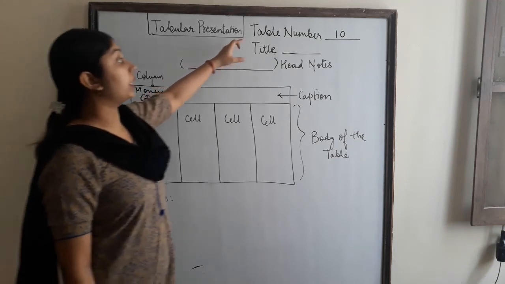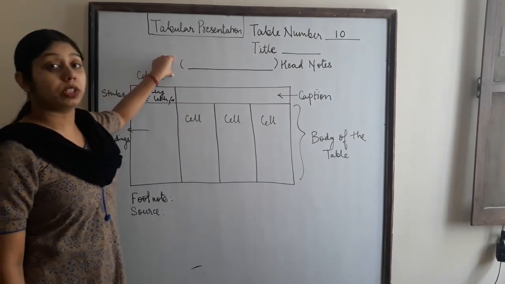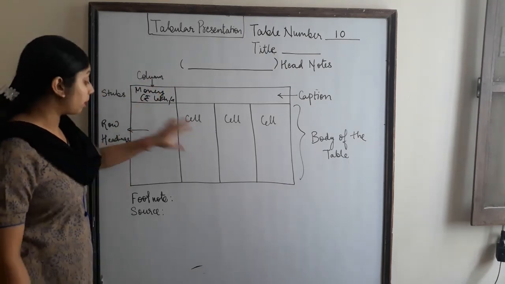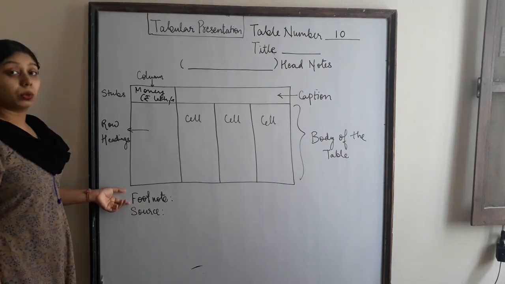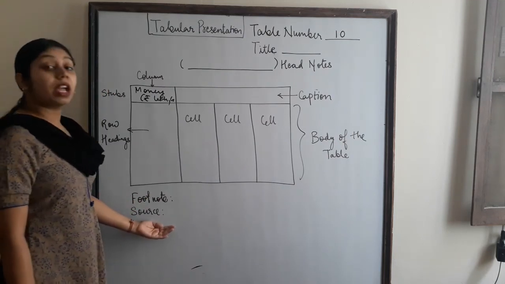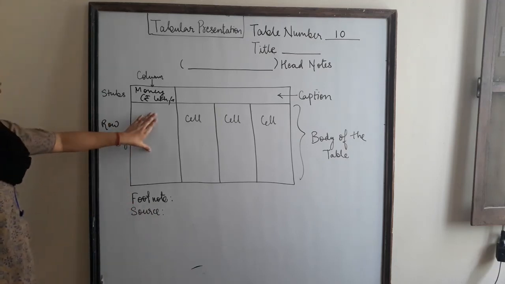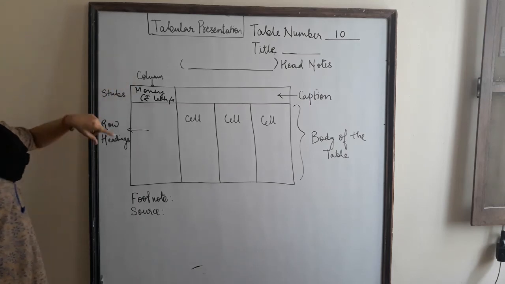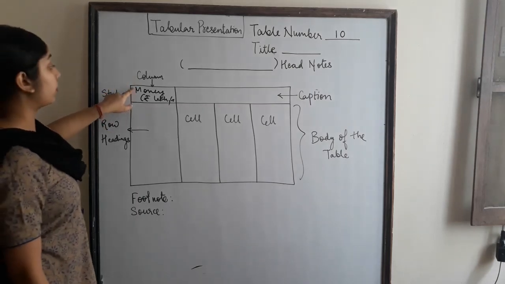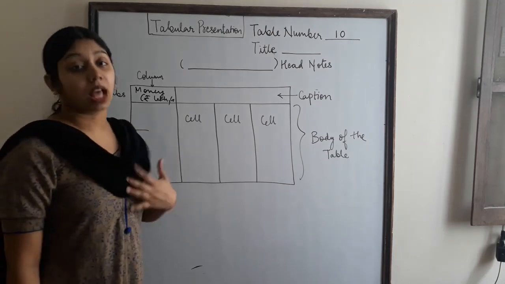First of all we give the table number, then the title. If anything has to be supplemented with the title, you give the head note. If anything is to be supplemented with the body of the table, then you give it in the footnote. Then the source comes, from where you have collected the data, in which year, etc. Then you have the row heading, the stubs. Stubs are like, if you are giving the heading, then you also have to mention what it is about. For example, if I am talking about money, whether it is in lakhs, US dollars or rupees and so on.